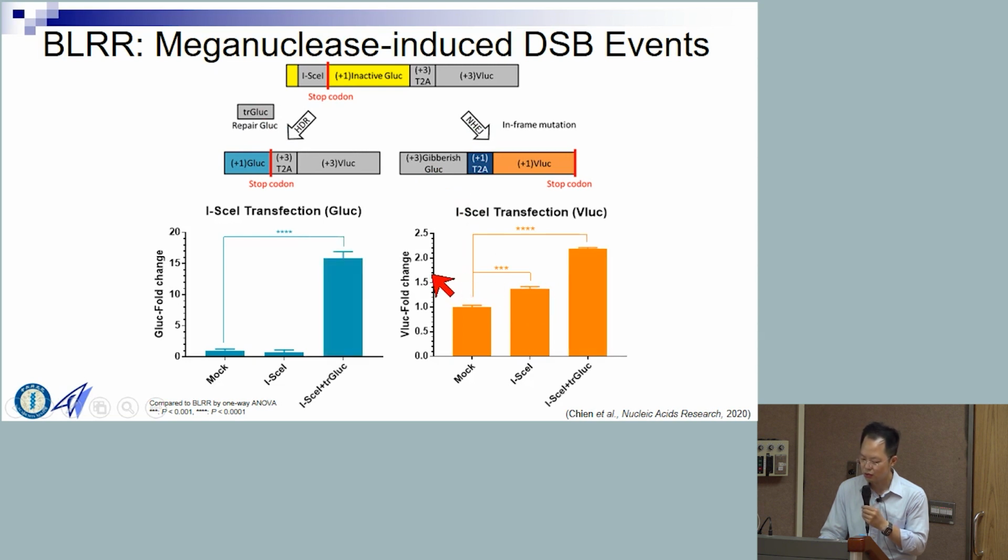Now, if we co-transfected both SCE1, the meganuclease, as well as the donor template, we can see that the HDR signal came up quite well. So in this case, this is a validation to show us that this seems to work.